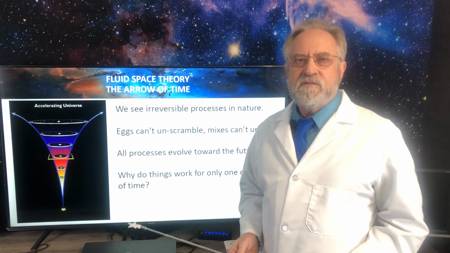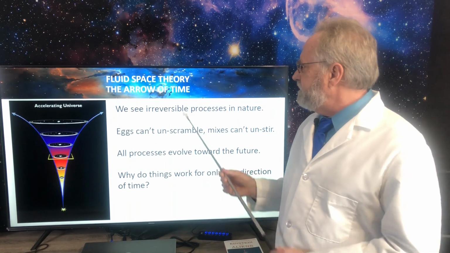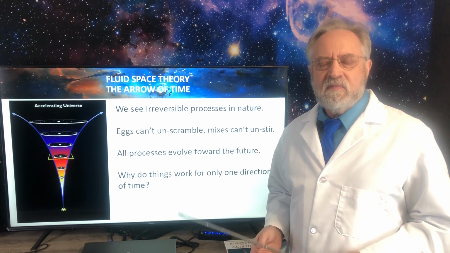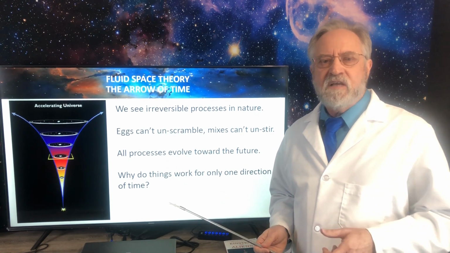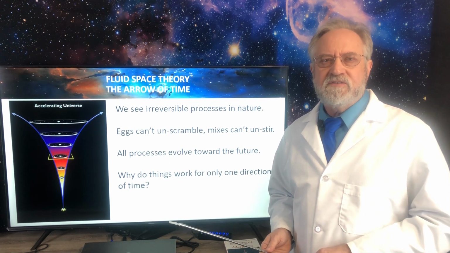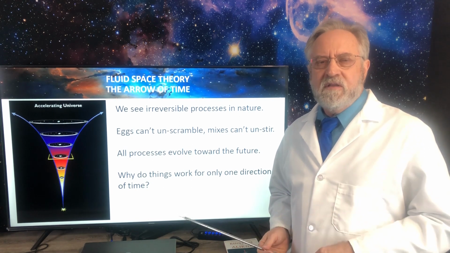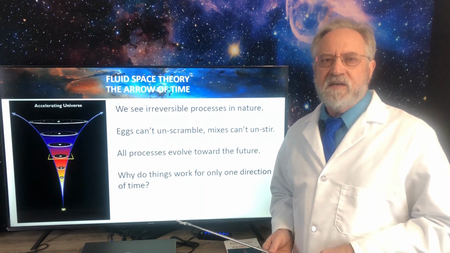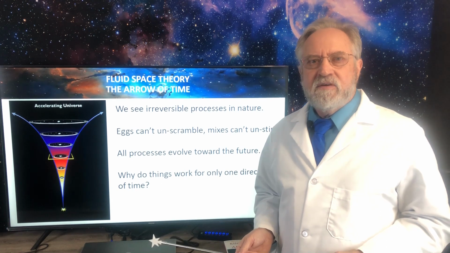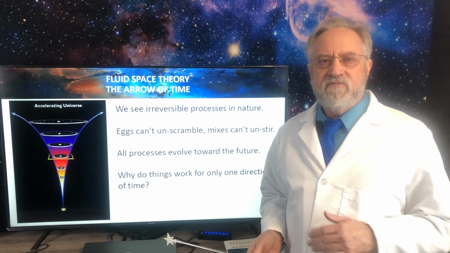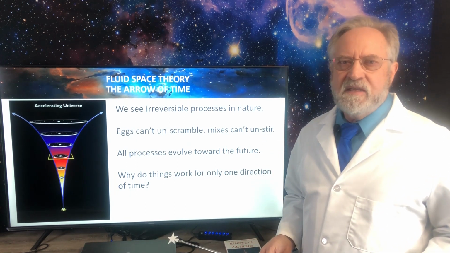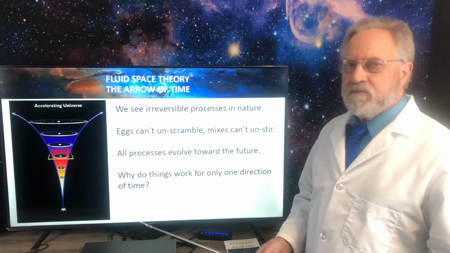The other thing that fluid space theory answers is the arrow of time. When we go about our daily lives, we see irreversible processes. We scramble eggs. We don't see eggs unscramble. We stir coffee creamer into coffee. We don't see coffee creamer becoming unstirred. These are forward-moving processes that unfold in forward-moving time. And we don't see processes unfolding backward, even though our equations work perfectly well for forward-moving time or backward-moving time. So what does fluid space theory say about the arrow of time?